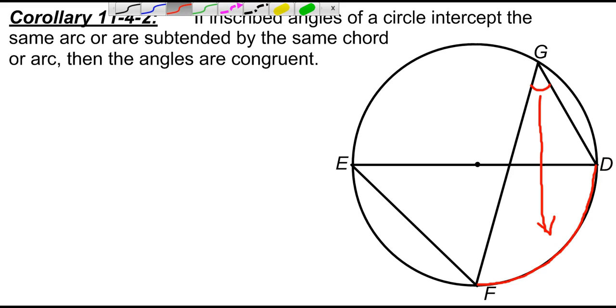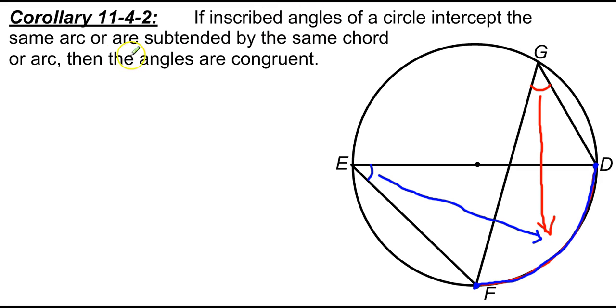We also have this other inscribed angle, DEF, and it happens to project to the same arc. We can trace using those endpoints. Here are the endpoints for both of these inscribed angles. If inscribed angles project to the same arc, we know they have the same measure. So DEF has to have the same measure as DGF.